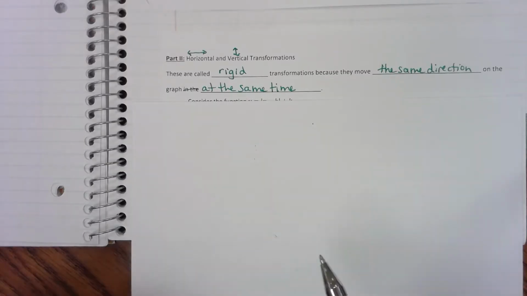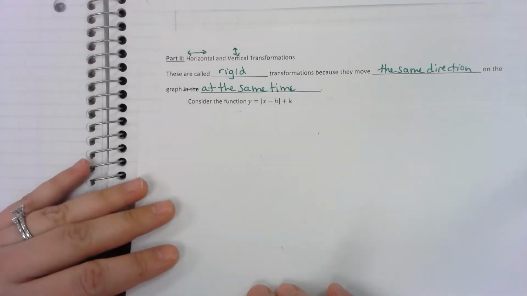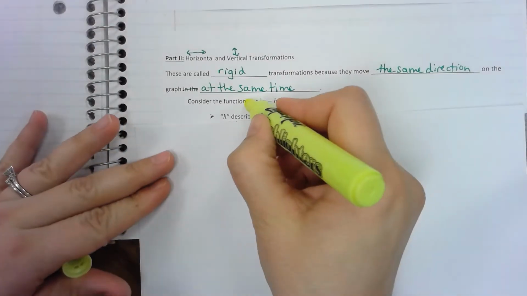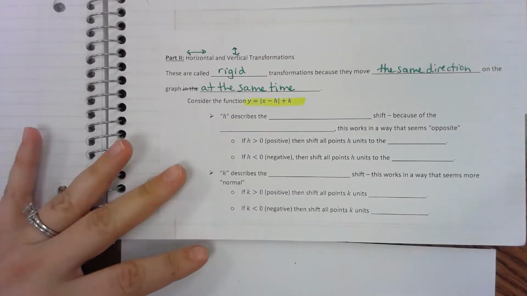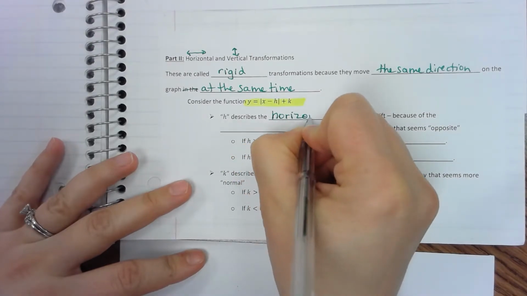And since all the points are moving at the same time, that means that we need to take a look at a different style of equation. So it's still an absolute value equation. It just looks a little different. We've kind of added some letters here. Okay, but these letters are important. The H is describing the horizontal shift.